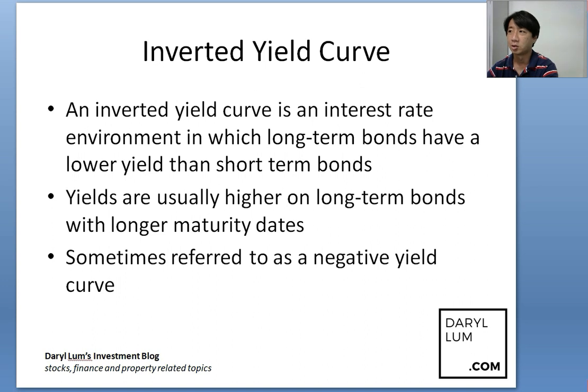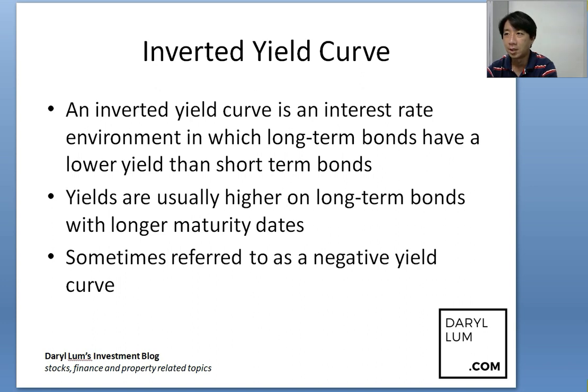short-term bonds. So typically when you go to the bank and you want to buy bonds, if you put money in a 2-year bond versus a 10-year bond, the 10-year bond typically will have higher yield. So if the 2-year bond is maybe paying, let's say, 1% per annum, the 10-year bond will pay you maybe like 2%, because they have to compensate you for leaving your money in a longer time period with the bank. Okay, so that brings me to my second point. Yields are usually higher on long-term bonds with longer maturity dates.